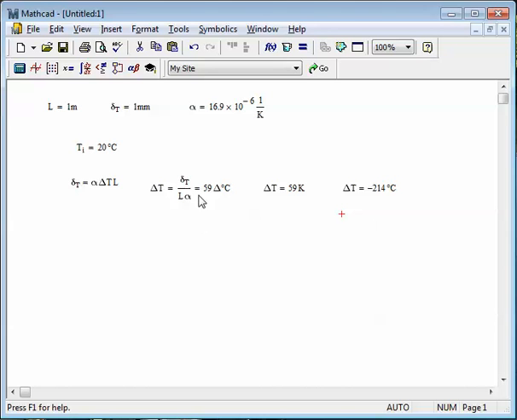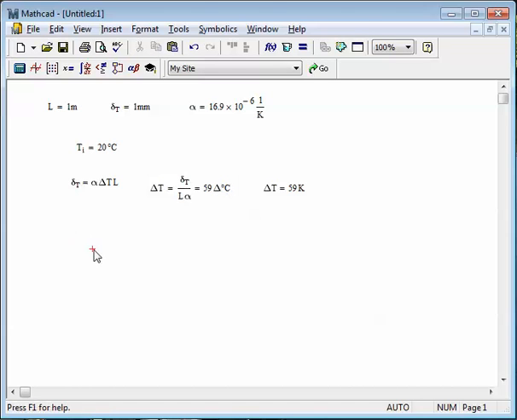A temperature change of 59 Celsius is the same as a temperature change of 59 Kelvin. That's not the same as minus 214 Celsius. You see that? For changes, you have to use delta degrees C. For actual temperatures, just degrees C. If you stick to Kelvin all the time, you don't have this trouble at all. So this is no good. This is okay, and this is okay.